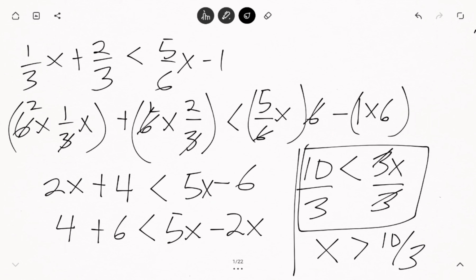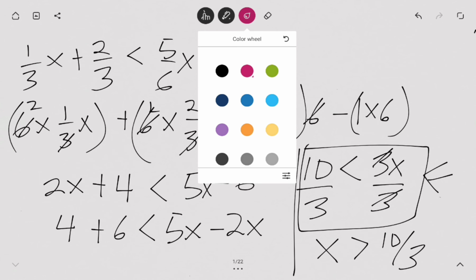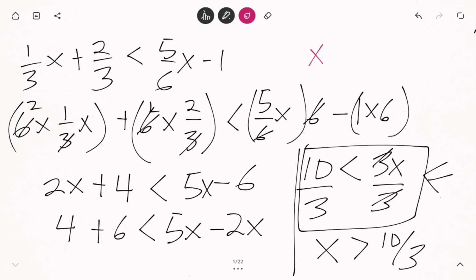I did not change the sign, I just made sure that the sign is still facing x, as we can see from this side. So my final answer is x greater than 10 over 3, and this is what you should get if you solve the example that I just gave.